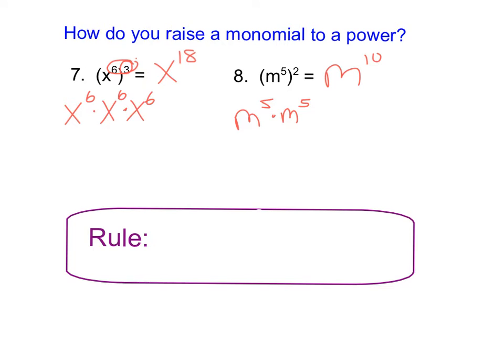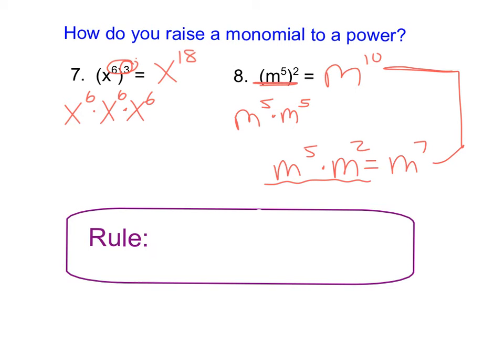So notice the difference between m to the 5th times m to the 2nd is m to the 7th versus, notice the difference between these. So in this one on the bottom, you have 2 m's, but in number 8, if you look, there's only 1 m. So that's what you want to look for. How many variables are there? In this case, we only have 1 variable and 2 exponents. Down here, we have 2 m's and 2 exponents. So that's important to recognize. So our rule here is we just multiply n times m. Okay, that's it.